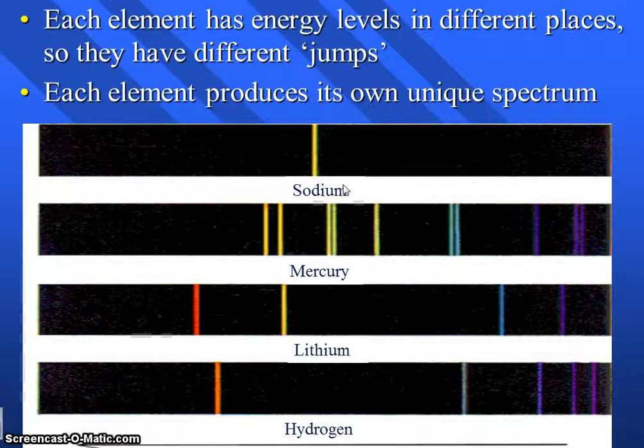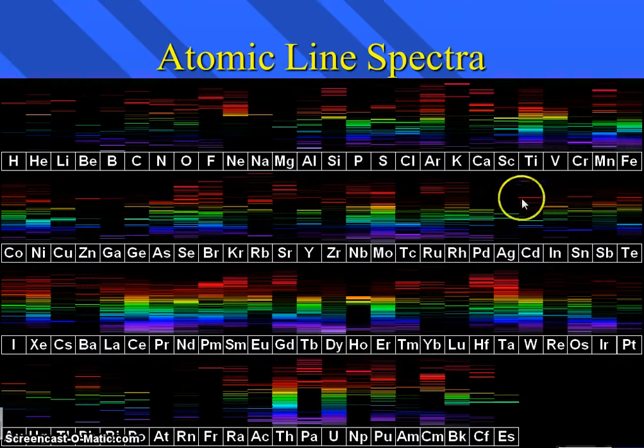Sodium is only capable of giving off one type of visible light, and that's this yellow light that we see here, whereas mercury can give off several types of yellow. So the energy levels are spaced differently, which means when they jump, they give off different amounts of energy. And so these line spectra that we see for the different elements are very identifying.